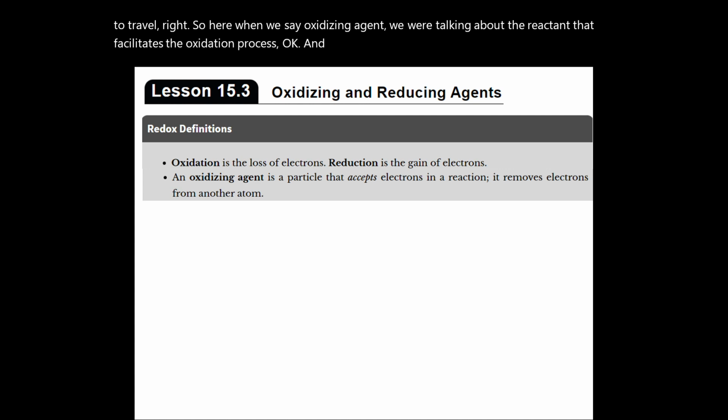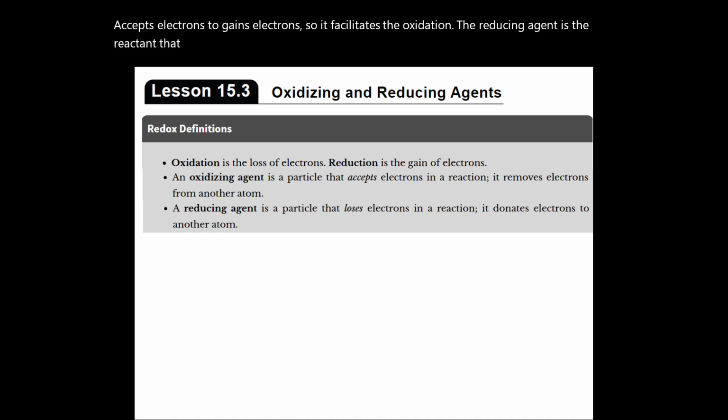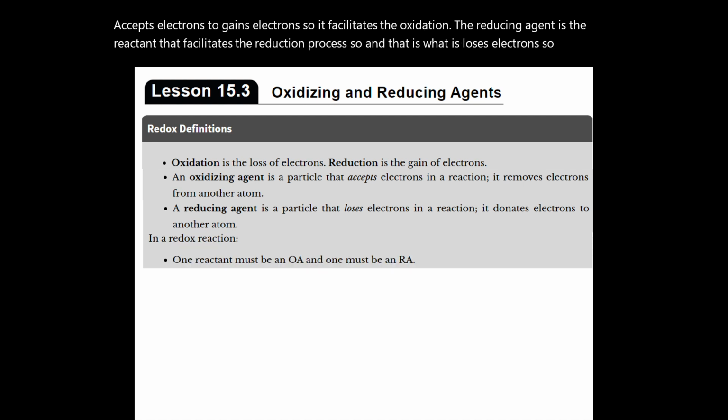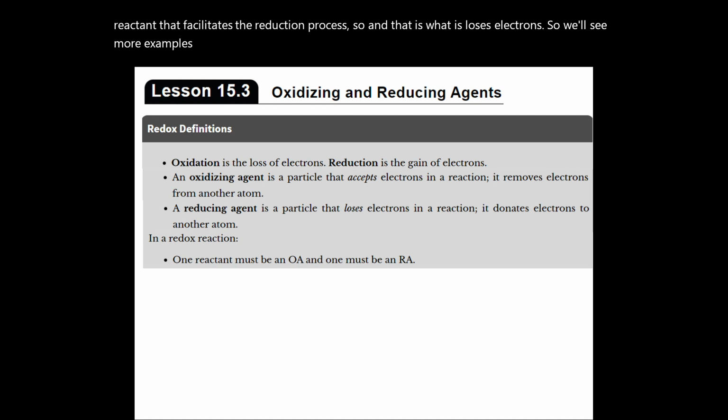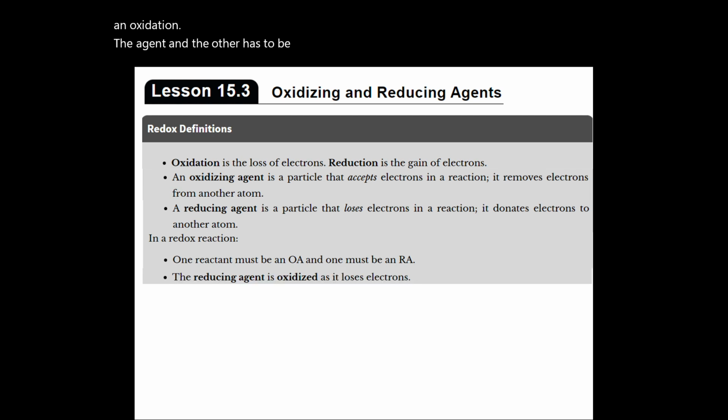And the oxidizing agent is the one that accepts electrons, that gains electrons, so it facilitates the oxidation. The reducing agent is the reactant that facilitates the reduction process, and that is what loses electrons. So we will see more examples. And always, in a redox reaction, one reactant must be an oxidizing agent, and the other has to be a reducing agent.